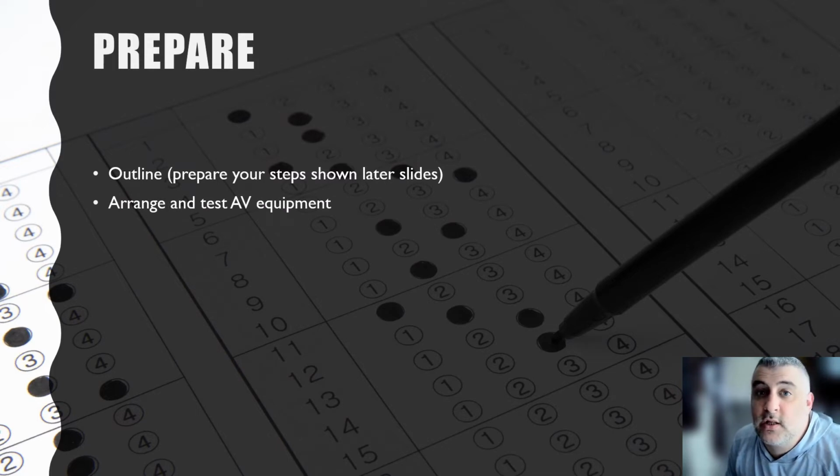Next, you want to arrange and test your AV equipment. If you're using a computer, if you're using any sort of audio and video, you want to make sure that it's working prior to you getting up to deliver your speech. Think about how awkward and horrible the feeling would be if you stepped up to your podium or your work area and none of your equipment worked. Imagine the fluster, imagine the feeling, imagine your audience and how impatient they're going to be knowing that you're not ready to go and you're wasting their time as well as yours.